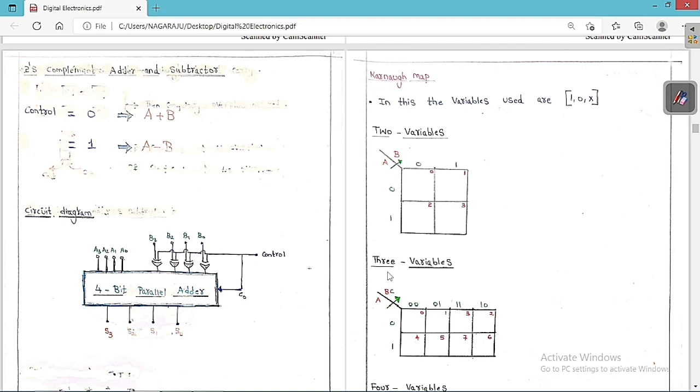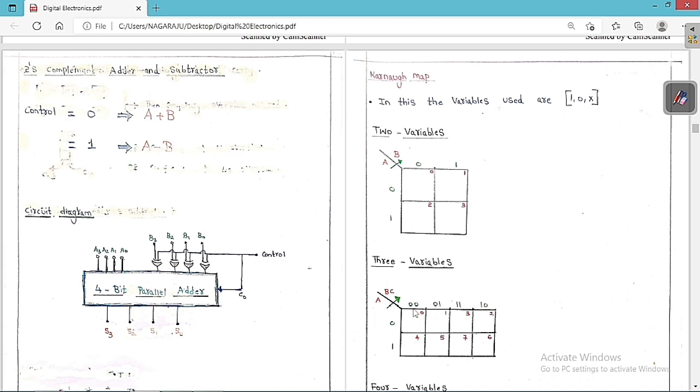Now we discuss the three variables. Suppose there are three variables like A, B and C. With three variables, 2 to the power of 3, we get 8 combinations, which means we need 8 cells. A, B, C: A is the MSB and C is the LSB. The columns are 0 0, 0 1, 1 1, 1 0.